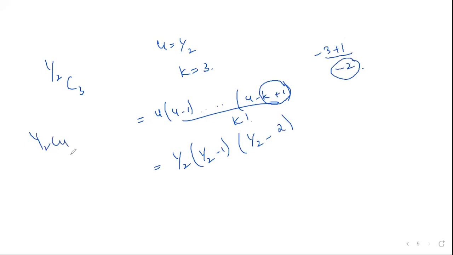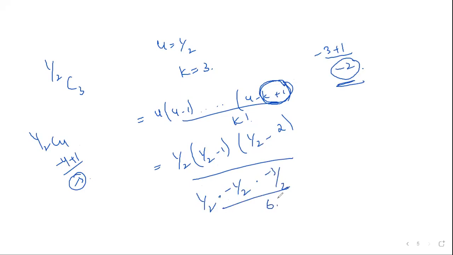If we have 1/2 C 4, you will continue till minus 4 plus 1, that is, minus 3. That is the way you are supposed to look at this formula. You should consider this minus k plus 1 as the last term. So 1/2, then 1/2 minus 1 is minus 1/2, into 1/2 minus 2 is minus 3/2, divided by 6. Please calculate it, and whatever the result is will be the solution. But the usage of the formula is important.